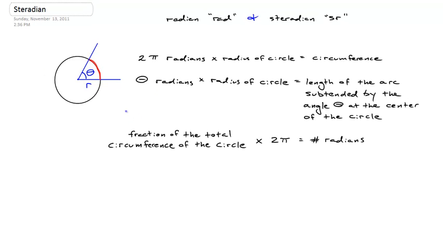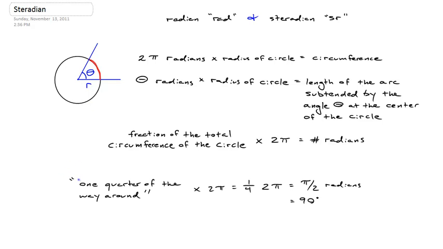Another way to express this would be the fraction of the total circumference of the circle. If we take that fraction and multiply it by 2 pi, you'll come up with the number of radians for this angle. For example, this angle right here might only be 20% of the way around. Take that 20%, multiply by 2 pi, and you'll get the angle theta in radians.